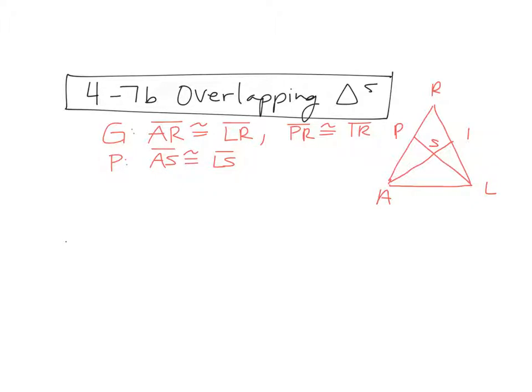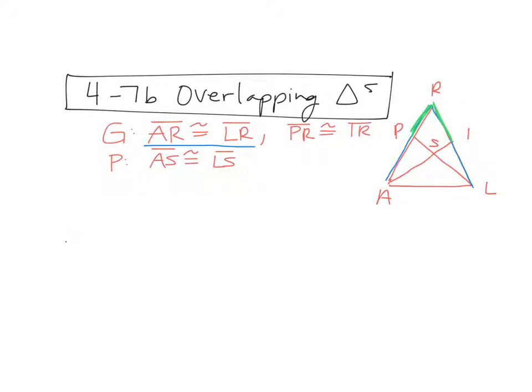All right, here's the deal. If you look at the information they gave you, this is an 8-step proof. There's a little bit of work involved here. One of them is the given, which is number 1. So you have to look at what we know. AR is congruent to LR, right? But then they also tell you that PR is congruent to IR, okay?